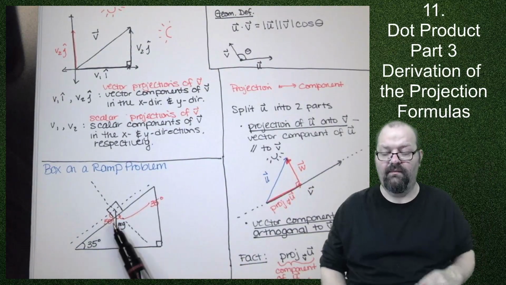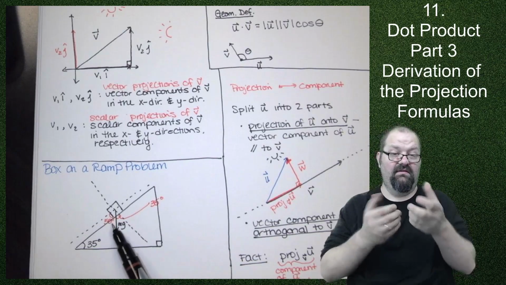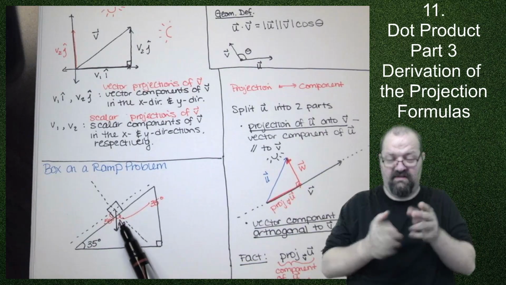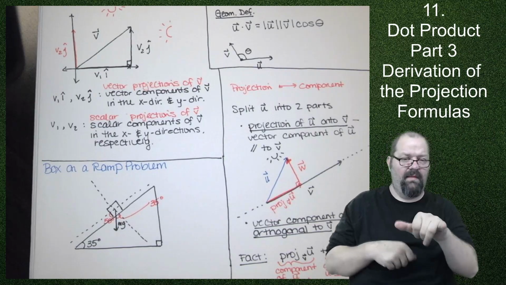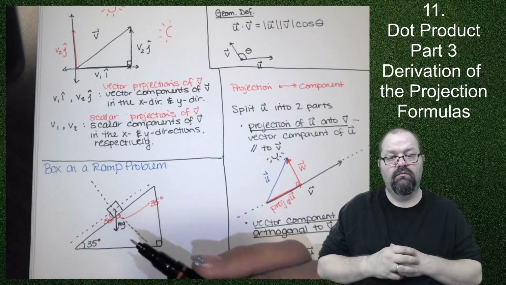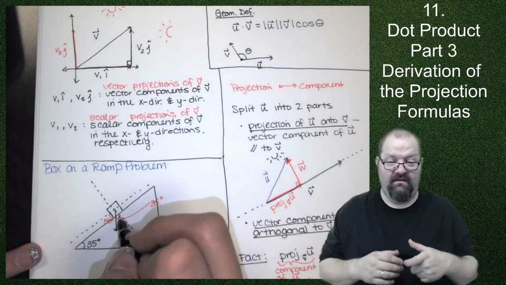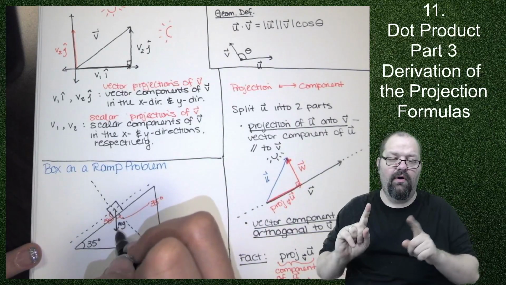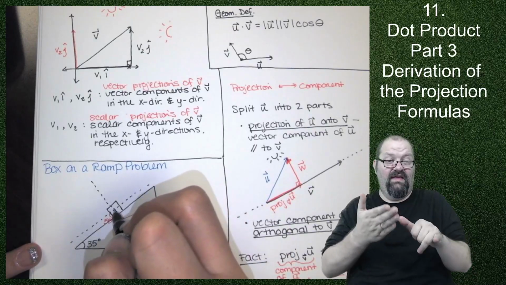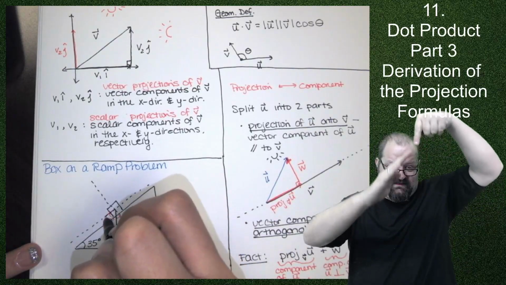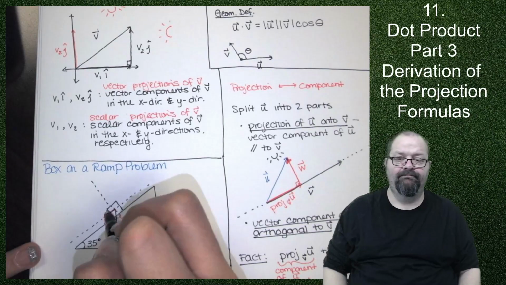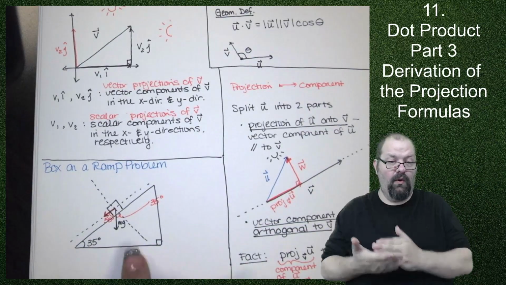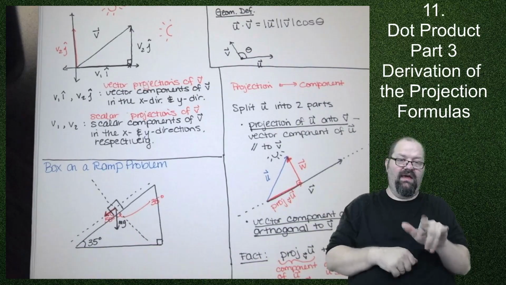So you can split this into components. You can label them relative to the 55-degree angle or the 35-degree angle. Either one is fine. And you don't even have to be consistent. But basically, part of this weight is pulling us down the ramp, and it goes this way. That's the component parallel to the ramp, so it's the projection of this weight onto the ramp.